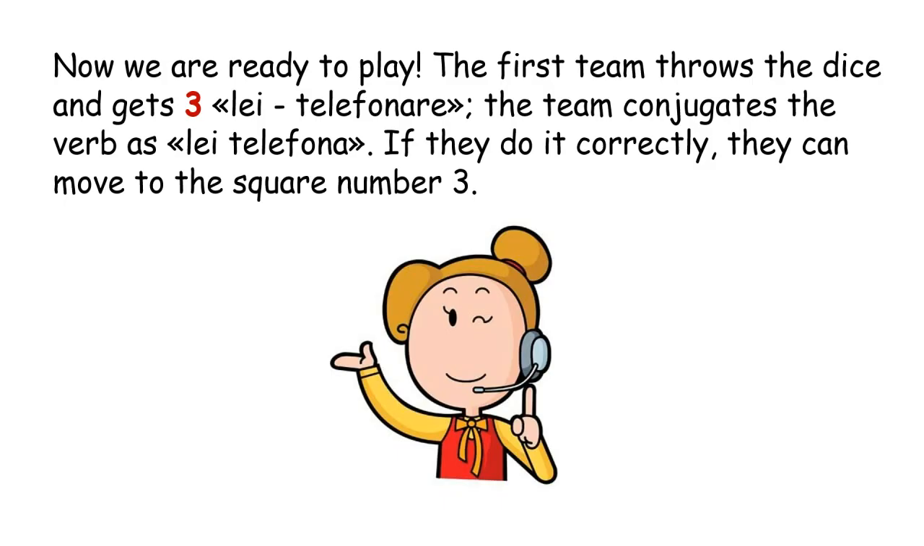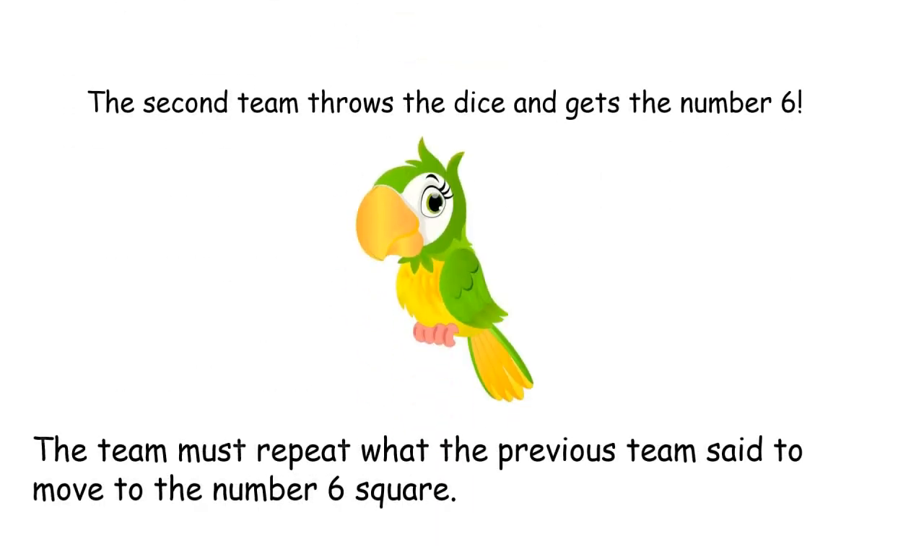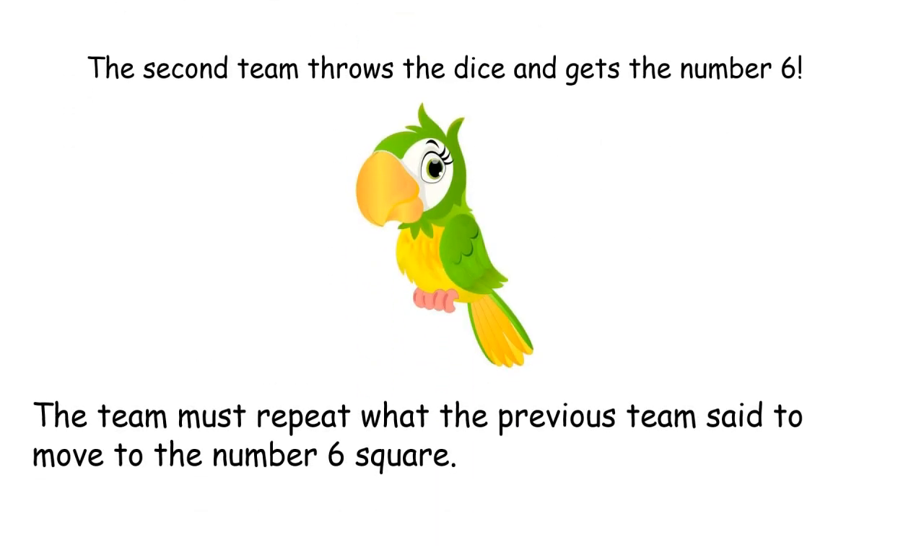The first team throws the dice and gets, for example, the number 3, where we have lei and telefonare. The team has to conjugate the verb as lei telefona. If they do it correctly, they can move to the square 3, otherwise they stay at the start point. The second team, let's say, throws the dice and gets the number 6. They have to repeat what the previous team said to move to the square number 6.